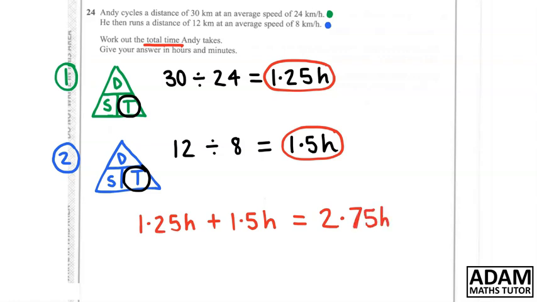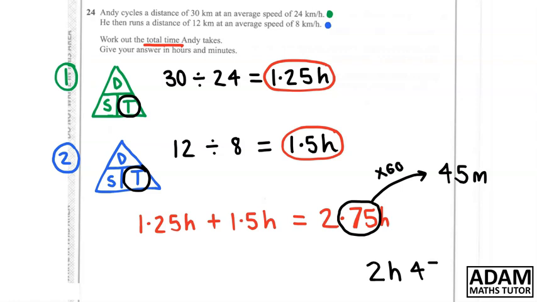At the moment, this time is in hours, but I need my answer to be in hours and minutes. So you should know what 0.75 hours is in minutes, but if you don't, all you need to do is times the decimal part by 60, and that will tell you how many minutes it is, which is 3/4 of an hour, or 45 minutes. So my overall answer would be 2 hours and 45 minutes.